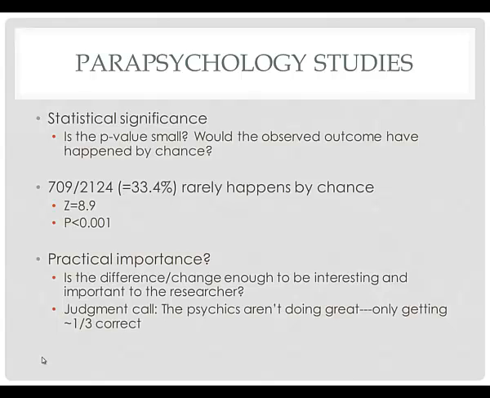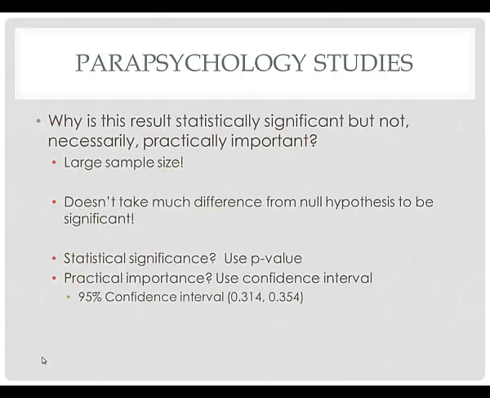An important but different question is: is this result practically important? This is really a context question, not a statistical question. In other words, is the difference or change we see from the null hypothesis enough to be interesting and important to the researcher? Well, in this case, the psychics aren't doing great. They're really only getting a third correct. Now, that is substantially more than we would expect just by chance. But we could also say they're only getting 1 in 3 right. Maybe we would expect them to do better.